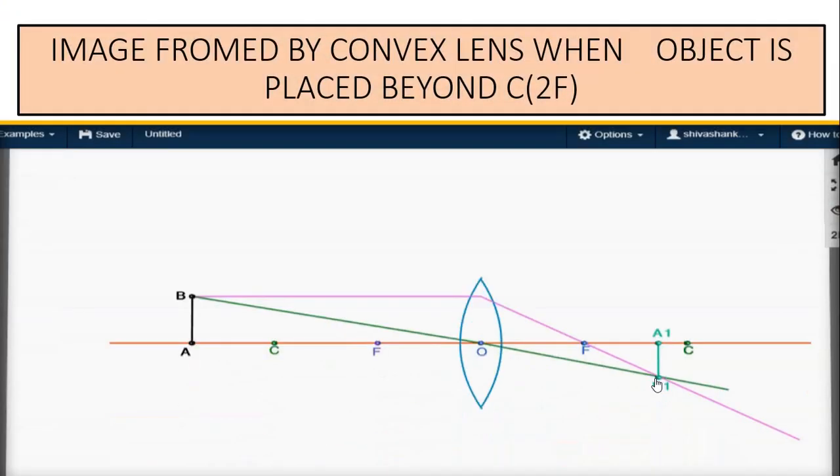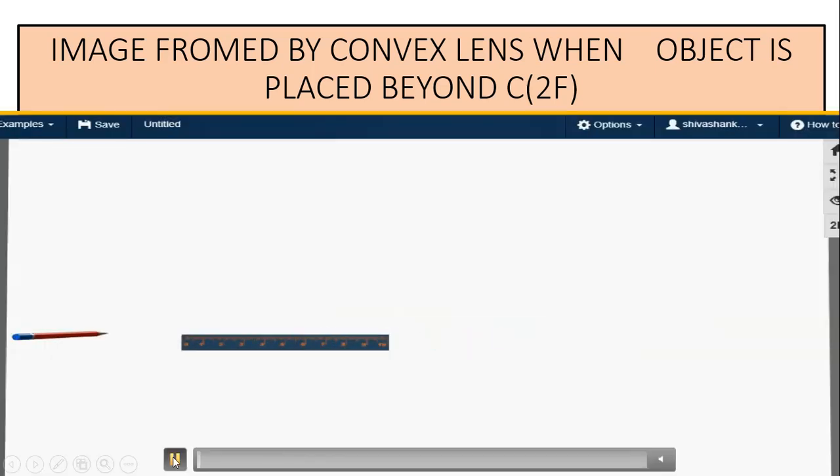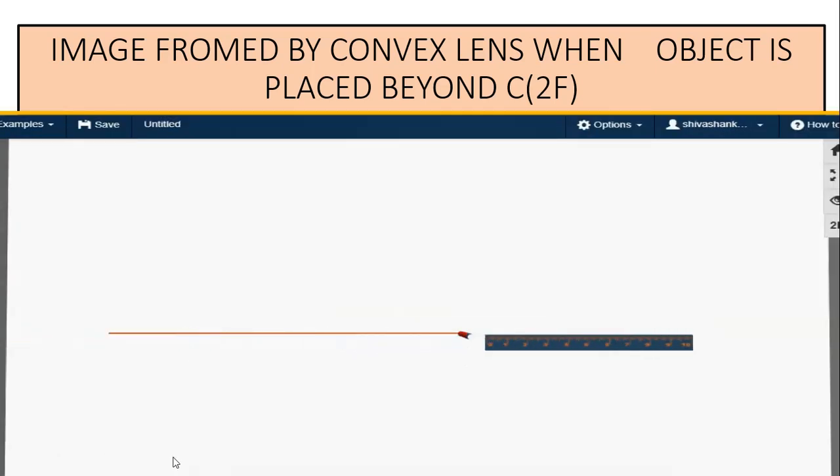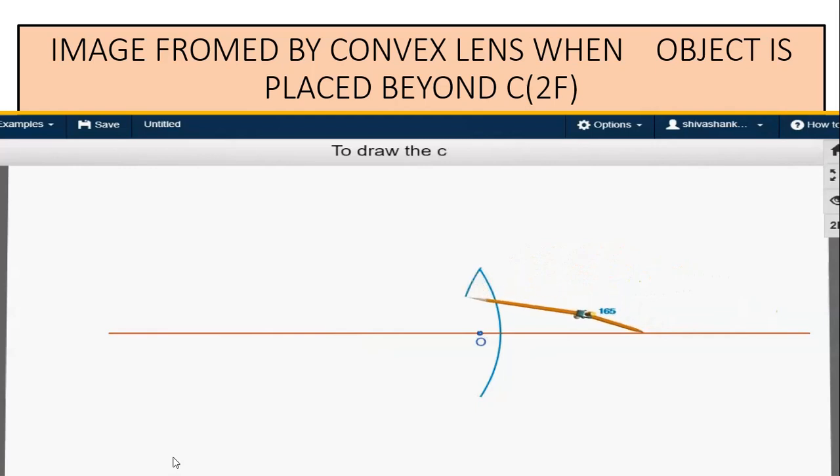Now let us see how to draw the diagram. Take a scale and draw a straight line of 10 centimeter or 8 centimeter, and mark the middle portion as the optic center O. From that, mark on both sides, and then draw the convex lens.